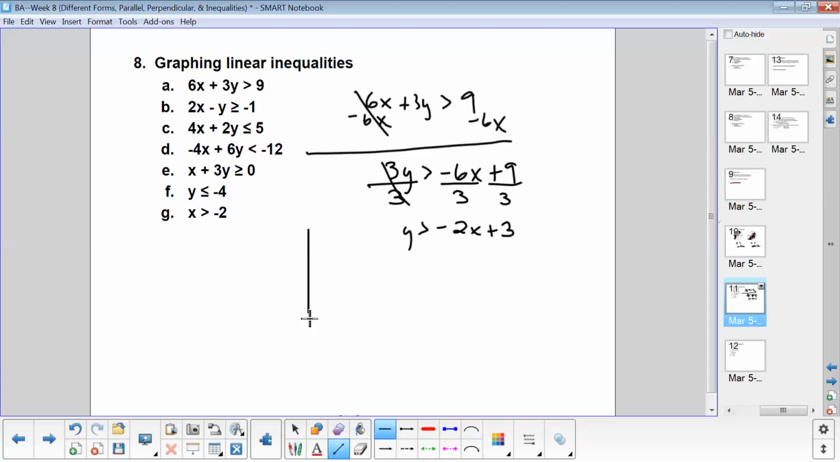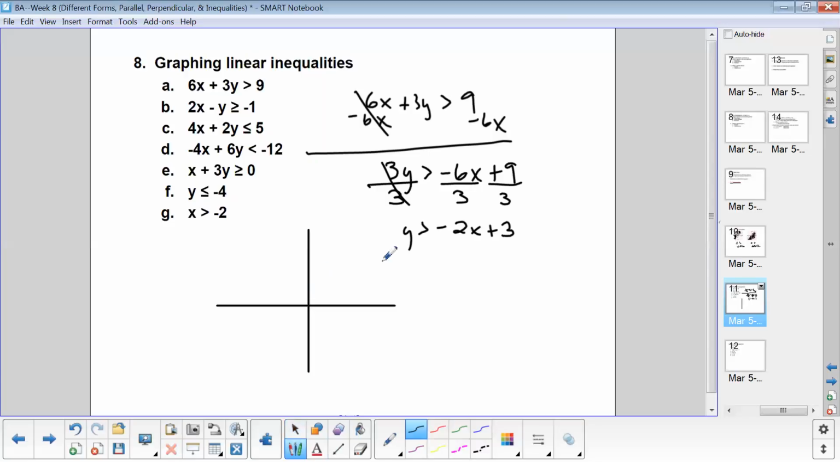So I'm going to sketch. And I want to sketch my intercept, so 0, 3. And then I want to plot my slope, which we've done before. That would be decreasing 2 and increasing 1, or increasing 2 and decreasing 1. Now the question is, is this going to be a solid line or a dotted line? And it comes from right here. So we know that's going to be dotted.